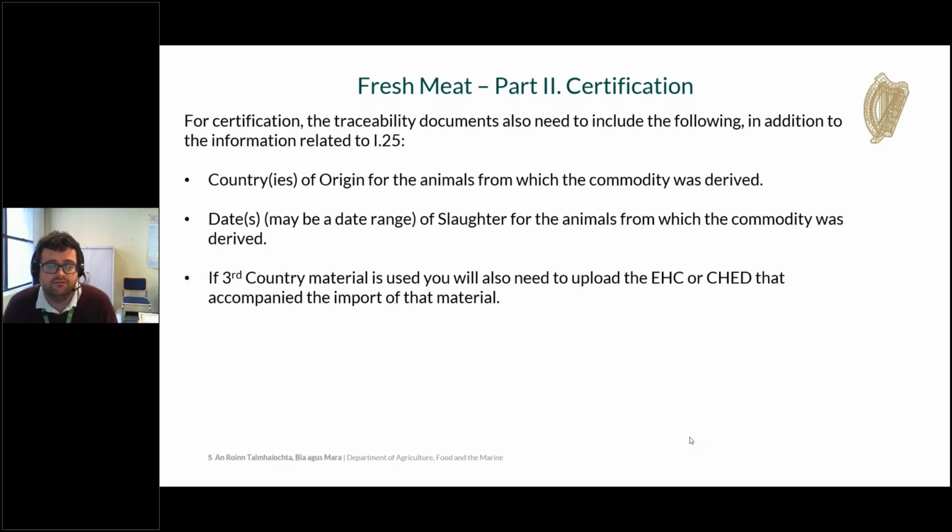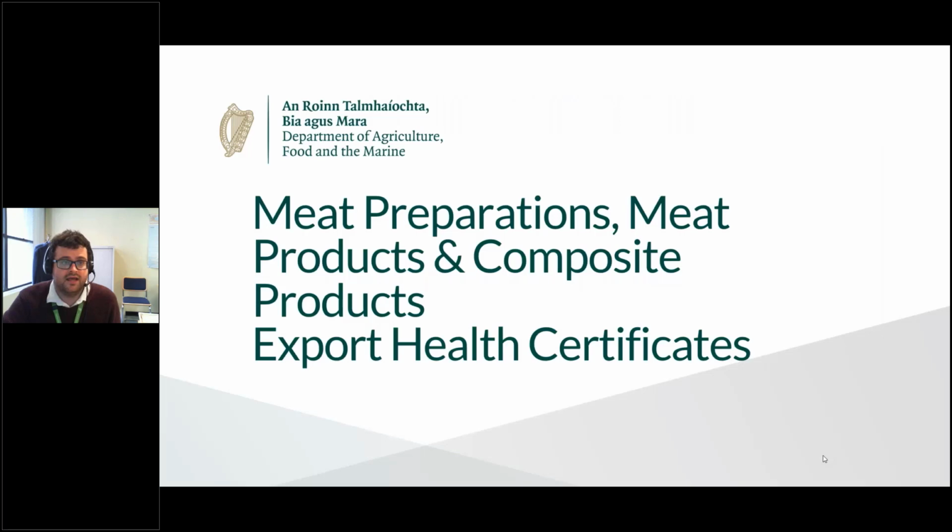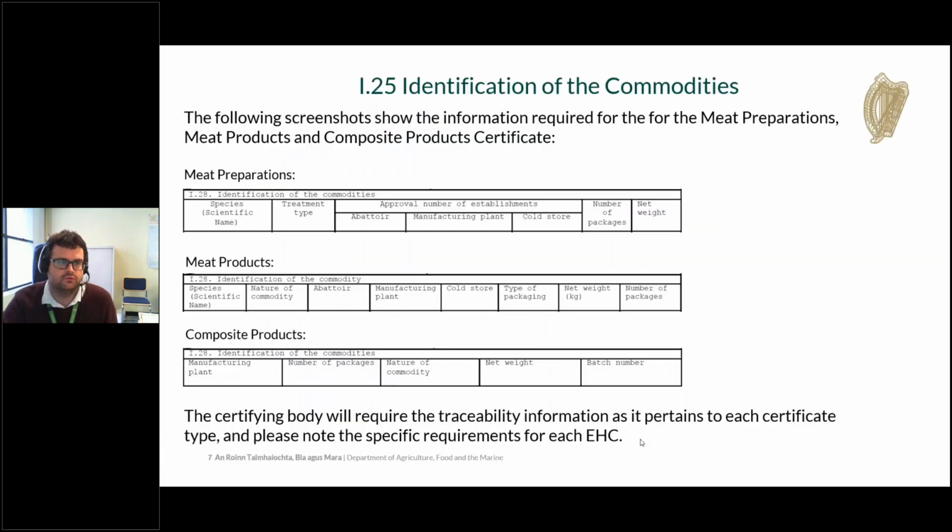That is so that the veterinary officer, the certifying body, can verify all of the details regarding that third country material. So those are the informations that are required for the fresh meat certs. Then it's different for the meat preparations, the meat products, and the composite products export health certificates. We've grouped these together, but they are a little bit different depending on which cert is chosen at the outset, and I'll just go through that with you now.